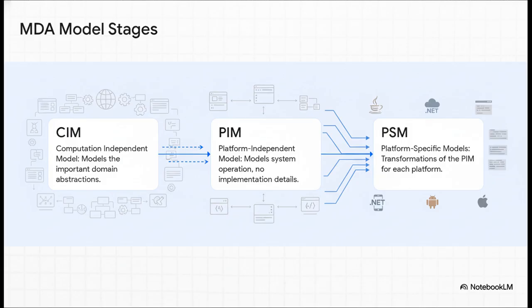Finally, you take that generic PIM and use tools to automatically transform it into one or more PSMs, platform-specific models. These are tailored to a specific technology, like Java, and you can generate the final code from them. The big win here? Portability. If a new technology comes out, you just create a new transformation from your PIM. You don't have to rewrite everything from scratch.